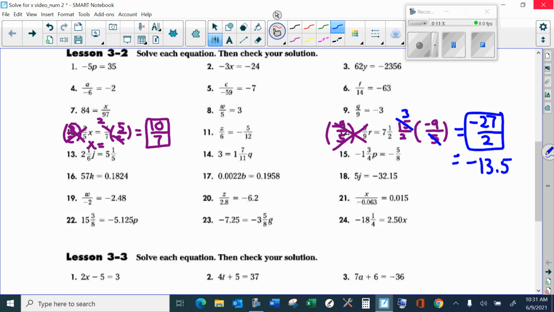Okay, but when there's a mixed number, you must first change it to an improper fraction, and then do it. Okay.